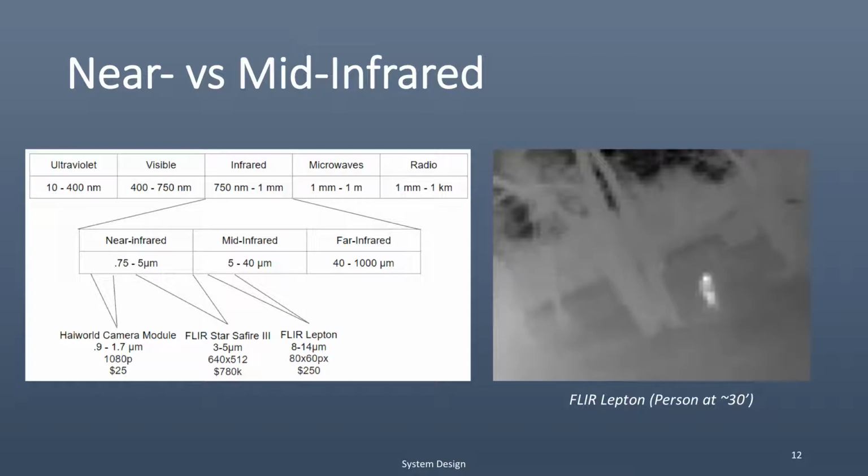Eventually, after some testing, we decided to go with the FLIR Lepton. An example of some basic testing that we did is producing the image that's on the right of the screen, which was taken with the FLIR Lepton of a person at 30 feet. It was taken in full darkness with no illumination. The exact same image was taken with the Hiworld camera, and it returned completely blank because the illumination source wasn't powerful enough to reach and illuminate the target, even though it had high resolution.